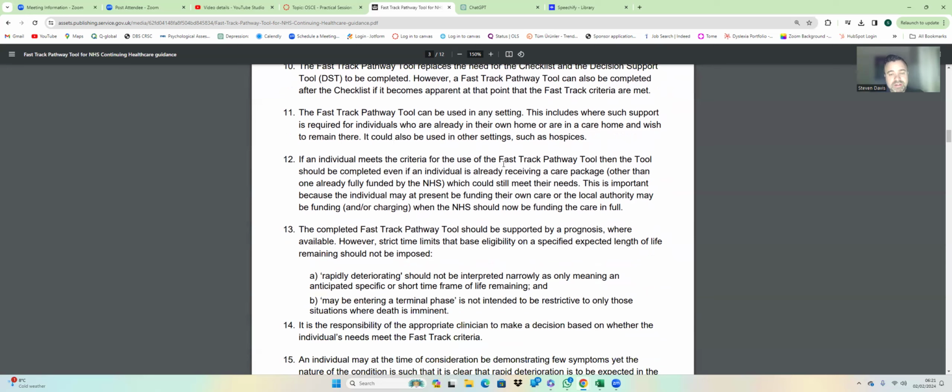If an individual meets the criteria for the fast track pathway tool, then the tool should be completed even if the individual is already receiving care packages.